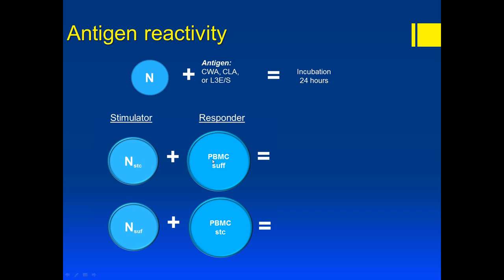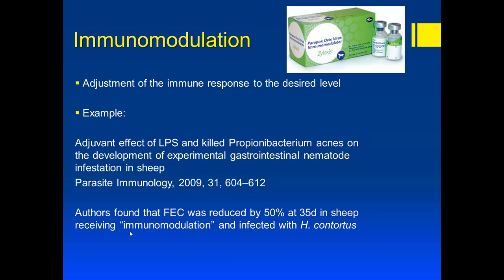What happens when we do this is that these Suffolk lymphocytes can respond to activation from neutrophils from St. Croix. But if we look at the opposite situation, we don't see that. So it's not that the Suffolk sheep can't respond, it's that they're not receiving the signal to respond. And I think that's the hypothesis of where we're going, which leads us to the idea of what's called immunomodulation. This is simply the adjustment of immune response to a desired level.